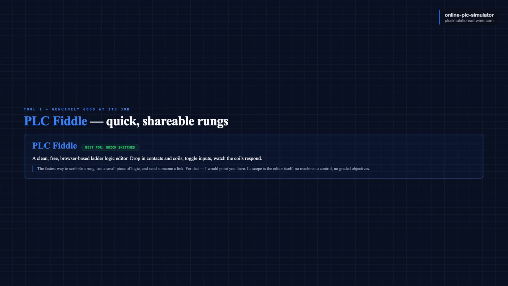The thing PLC Fiddle does better than almost anyone is speed and sharing. Say you want the fastest way to scribble a rung in a browser, test a small piece of logic and share a link. For that, PLC Fiddle is a great choice. I would point you there. Its scope is the logic editor itself. It is not trying to give you a machine to control or graded objectives or a curriculum. So for quick sketches and snippets, PLC Fiddle. Full stop.